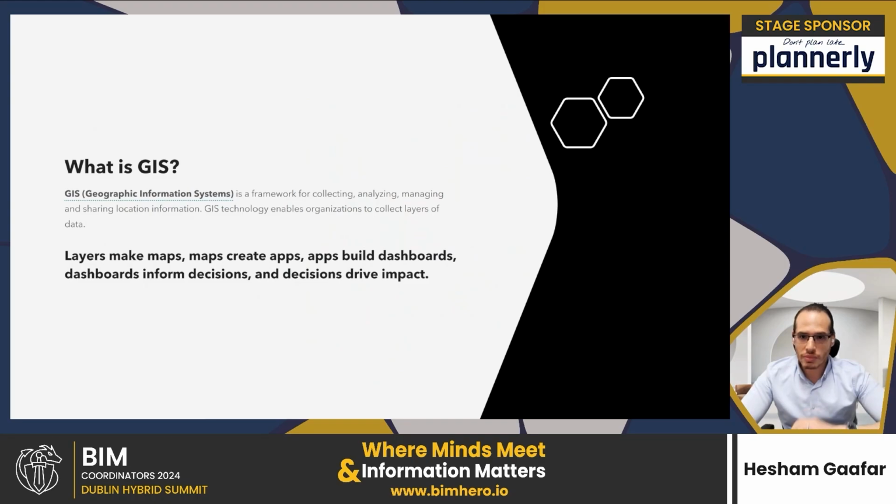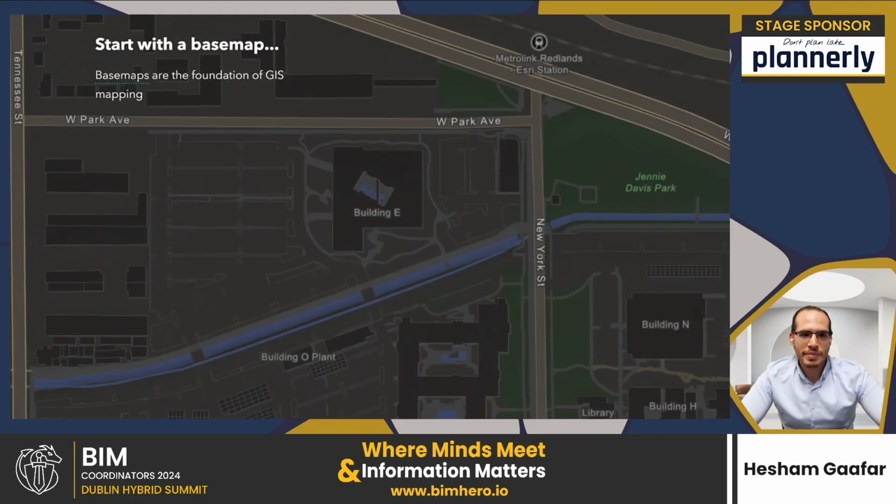So as a start, to have your GIS system, you need to start with a base map. A base map is the background map that will be the foundation for your project, and it provides you with the context where your project happens. And you can get this once you have any ArcGIS or Esri product. Once you purchase any Esri product, you will have a free base map to start your GIS mapping.